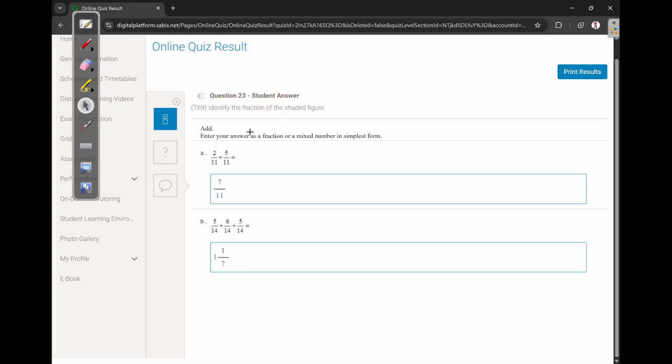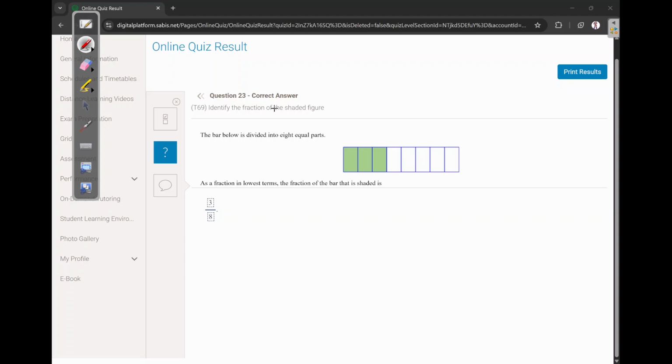Question 23. There's 3, 4, 5, 6, 7, and 8. There's 8, and then there's 3 colored, so it's 3 out of 8. We cannot simplify it. It's already in the simplest form.